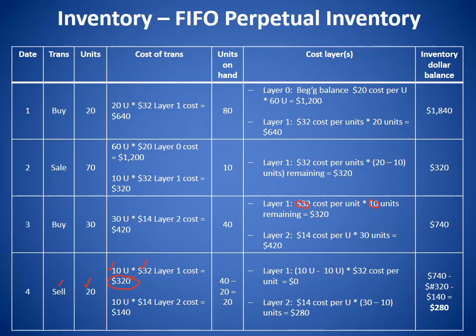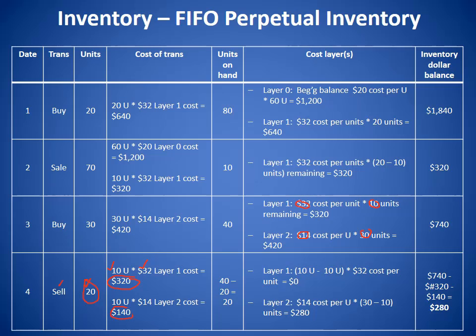Okay, now we've used up all of layer 1. Now we take a look at layer 2 because that's the next first-in layer. In this case, we have 30 units that exist in layer 2. In this total item, we needed 10 units from layer 1, which means we need another 10 units subtracted from the next layer, layer 2, in order to equal our entire 20 unit sale. So we take 10 units from layer 2, and it'll be the 10 units times the cost of $14 a unit, layer 2 cost.